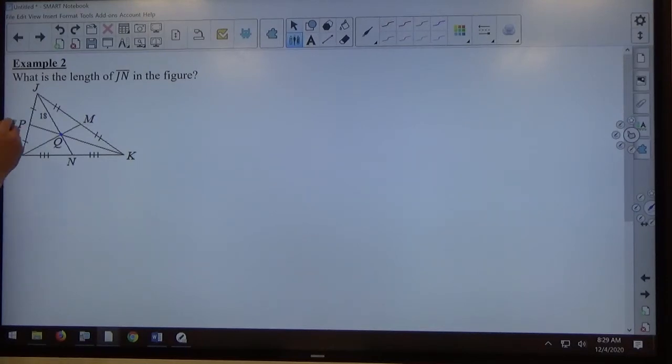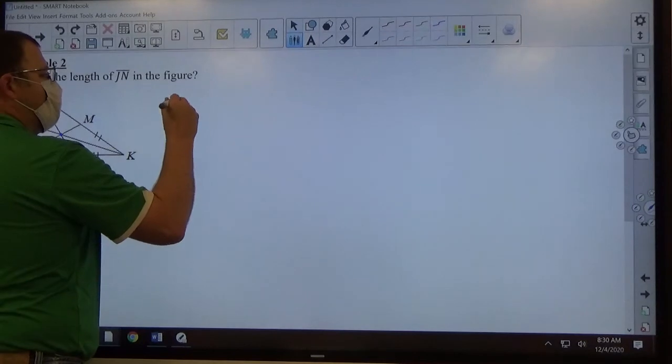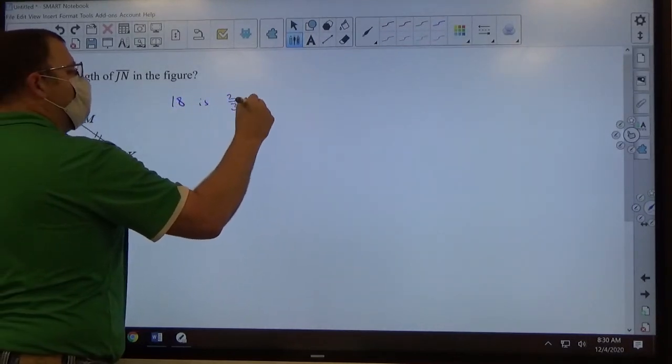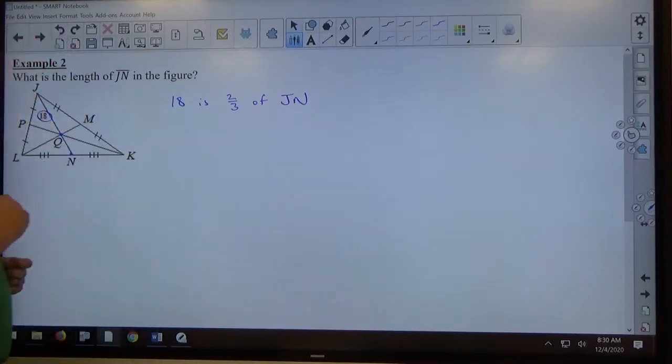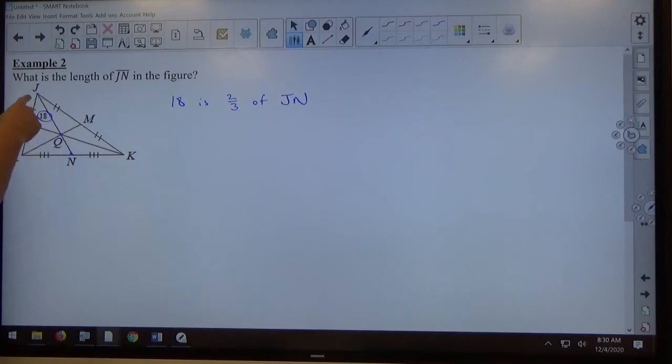All right, so the distance from the vertex to the midpoint, they're saying that this number is 2/3 of that distance. So if I said that JN was the whole distance, then 18 is 2/3 of JN. That's what that theorem's telling us. This point is 2/3 of the distance from the vertex to the midpoint. So again, JN is the entire distance, 18 is 2/3 of that, which means that QN will be 1/3 of it, right?